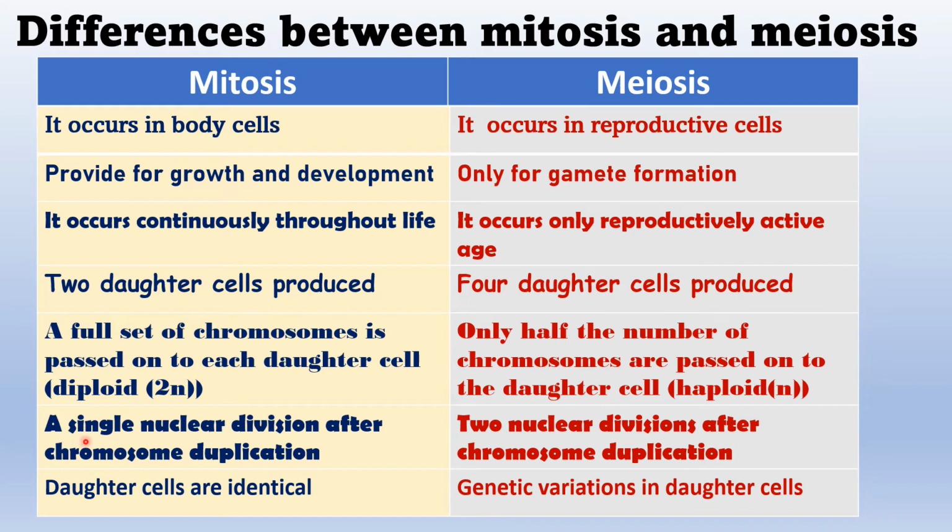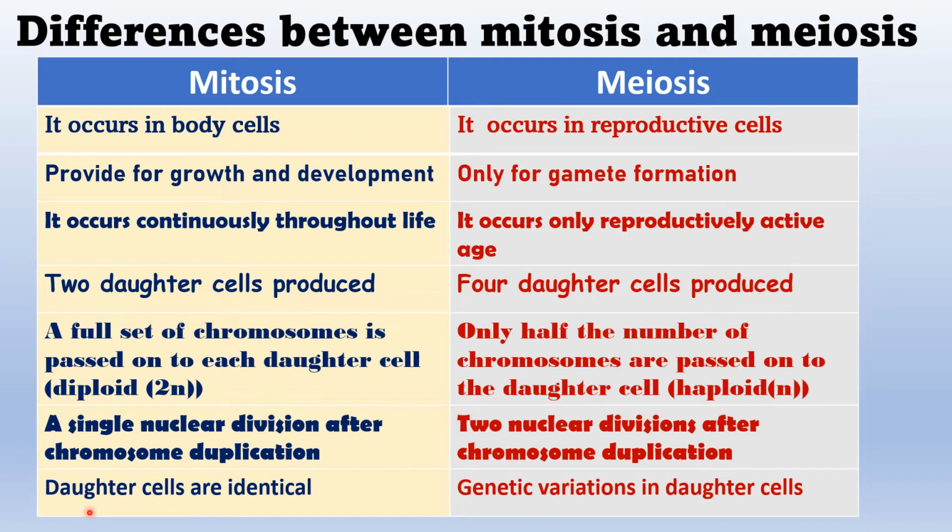The next point, a single nuclear division after chromosome duplication. This nuclear division you can see only one time. But in the case of meiosis, 2 nuclear divisions. Karyokinesis occurs 2 times. Nuclear division means karyokinesis. It occurs 2 times after chromosome duplication. But in the case of mitosis, how many nuclear divisions? Single nuclear division. 1 time. The nucleus will be divided.